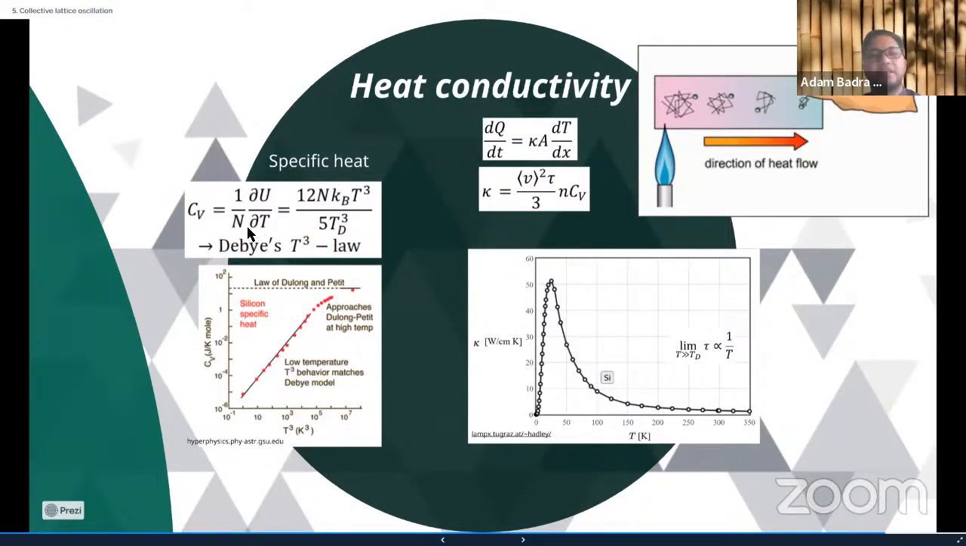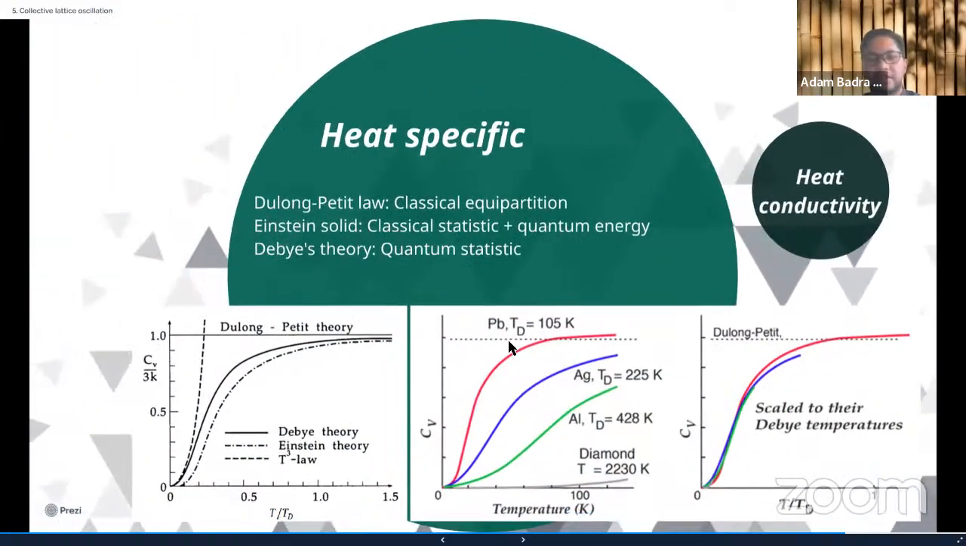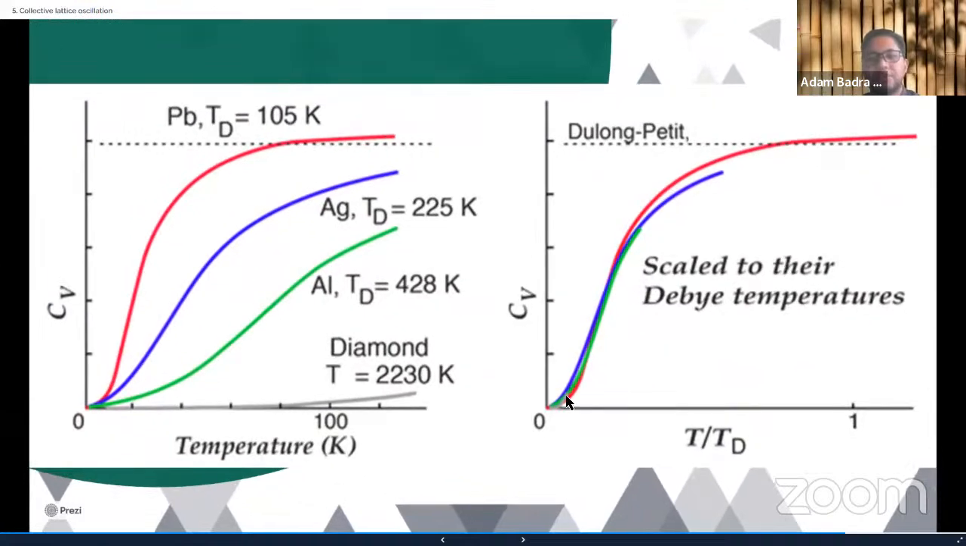So if you notice here that this is Cv is T to the power of 3. If you notice here, Pb, in this part, there is a contribution of diamond, aluminum, and Ag and Pb here. The other three fit nicely here, as diamond is only until here, but the blue and green fit nicely. But there are some differences between Pb and Ag.